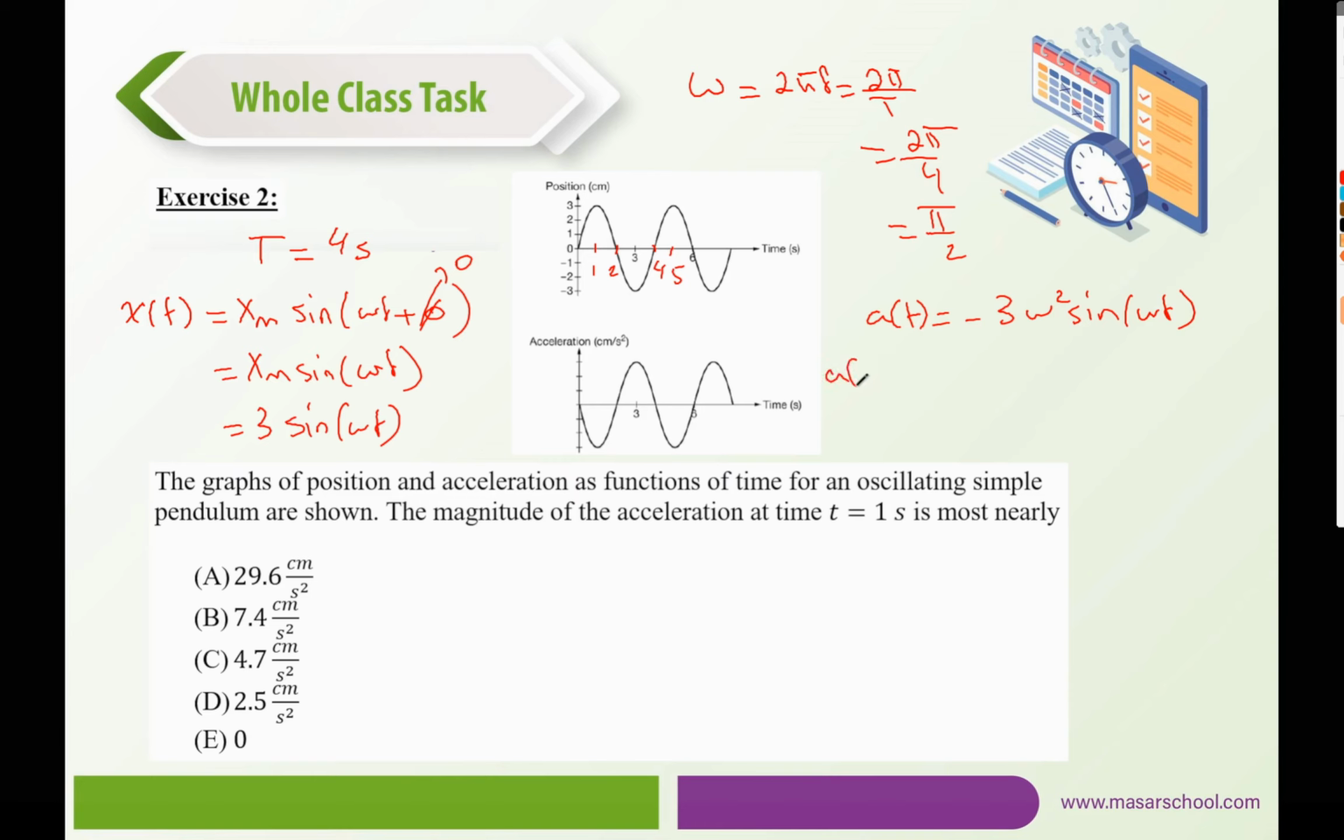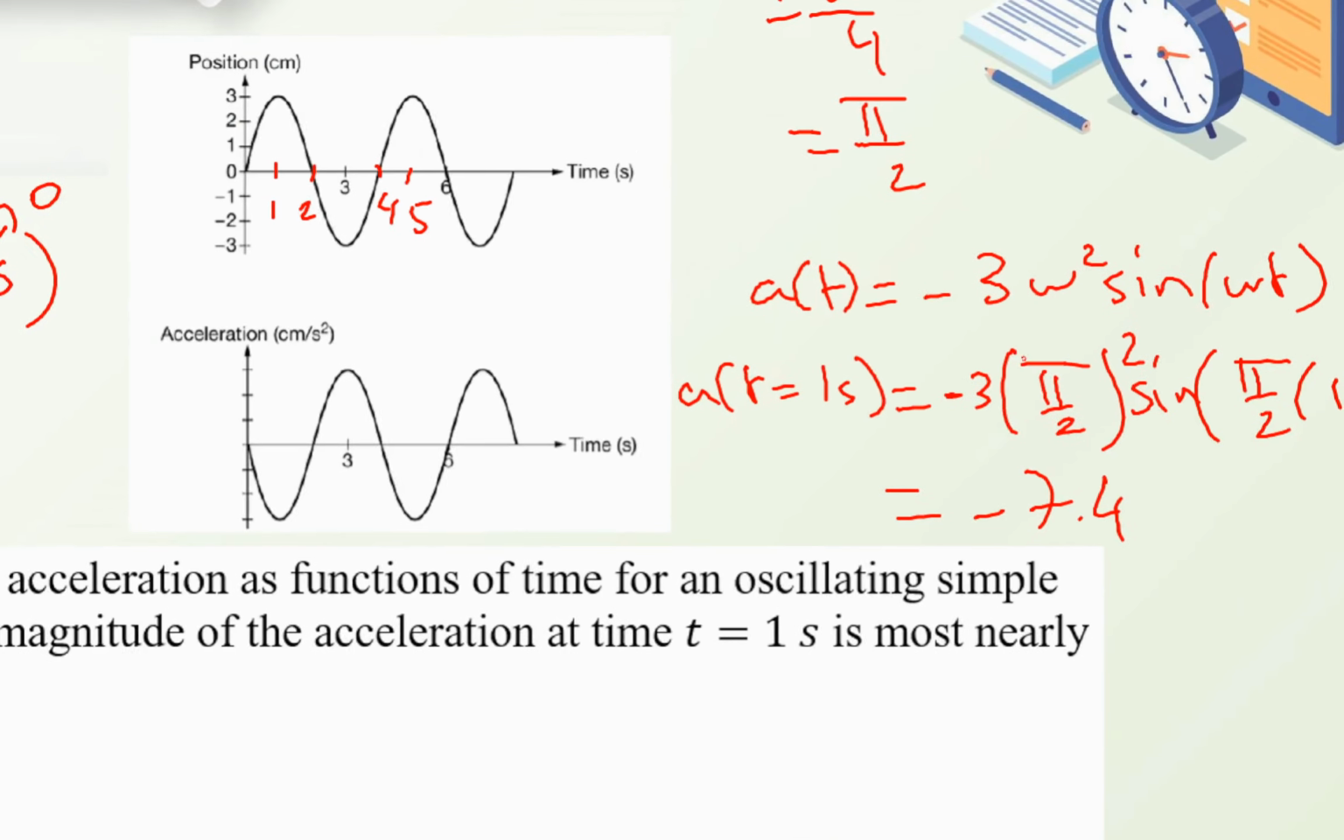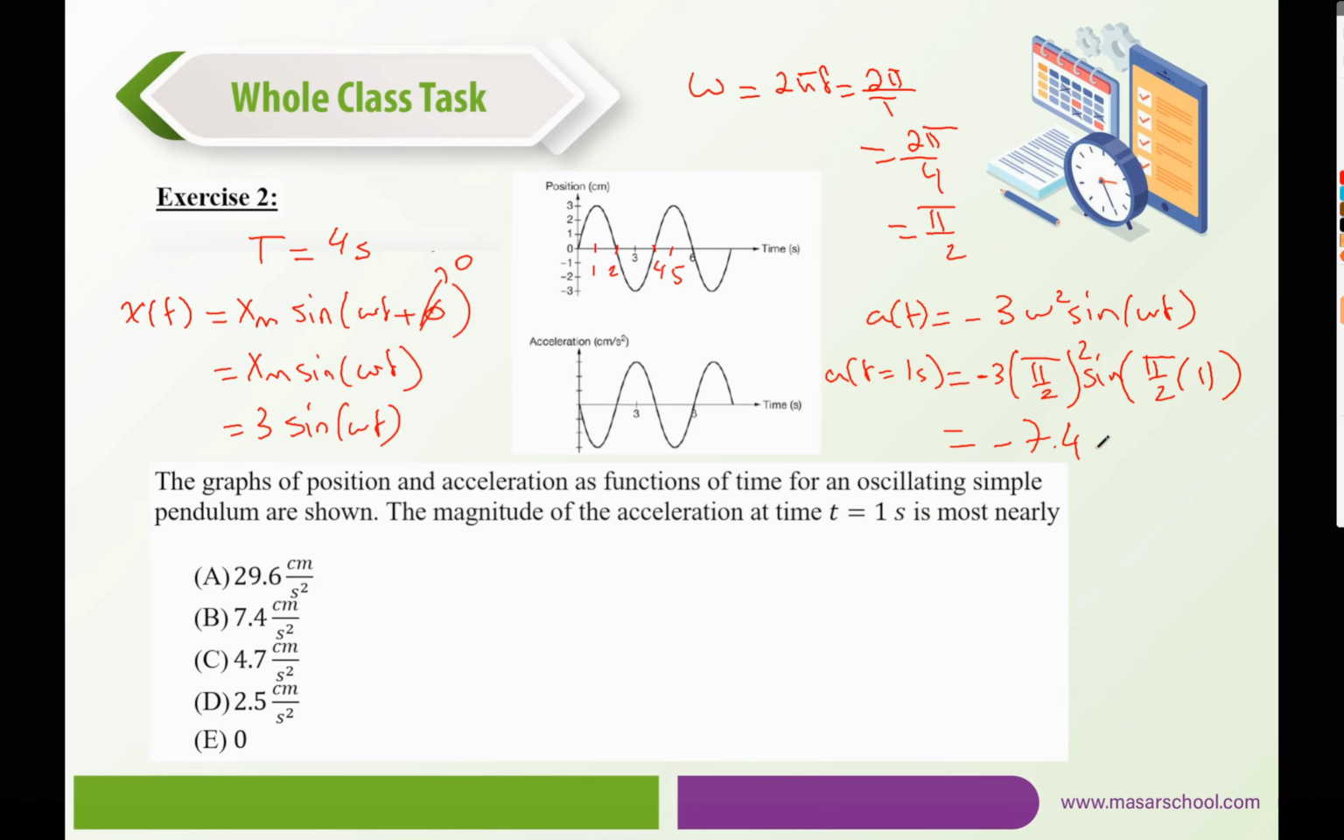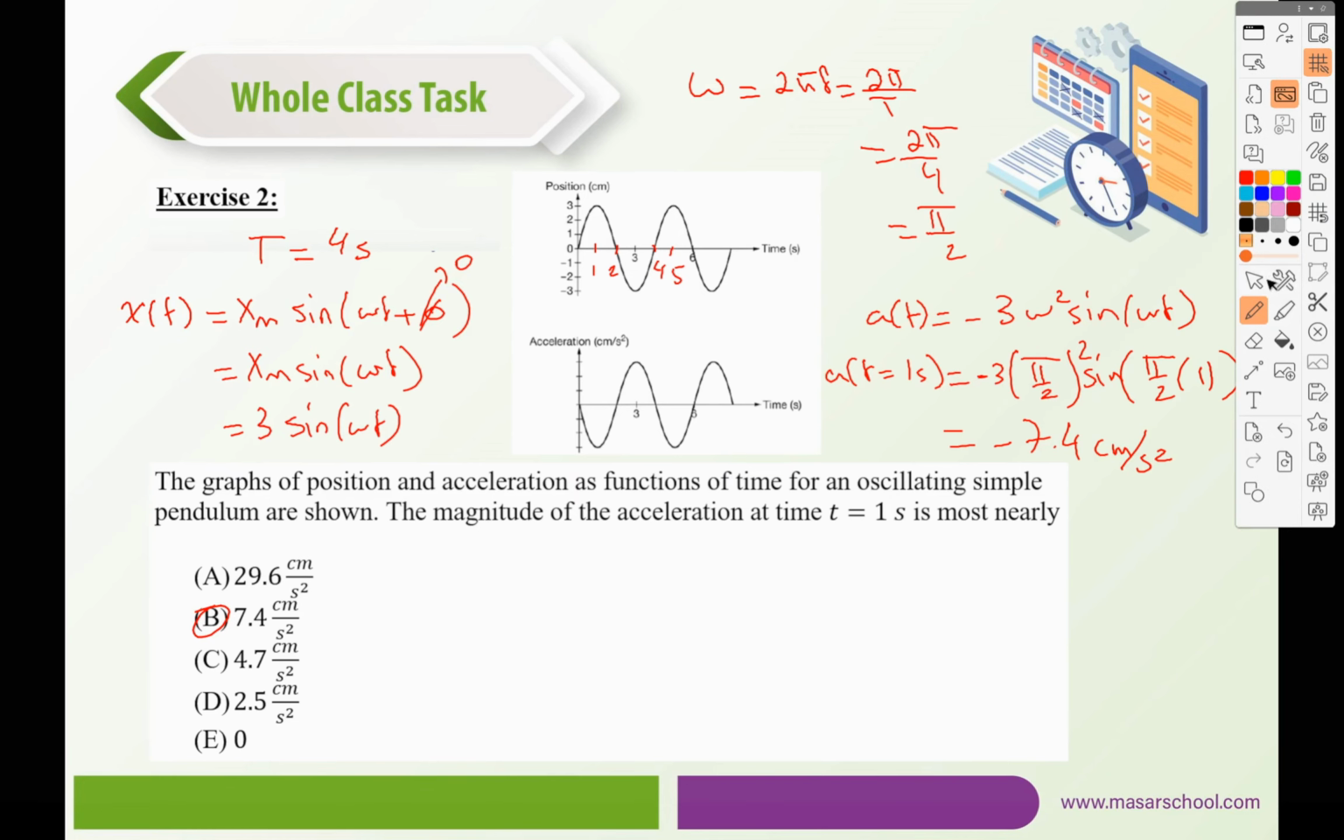And now replacing t by 1 second, that would be minus 3 times omega, which is pi by 2, to the power of 2, times sine of pi by 2 multiplied by 1. Plugging that into the calculator, the value would be minus 7.4. Because the amplitude is expressed in centimeters, that would be centimeters per second squared, and if you're interested in the magnitude, that makes B the correct answer.